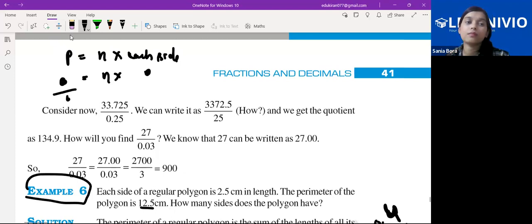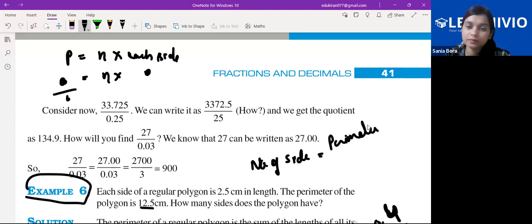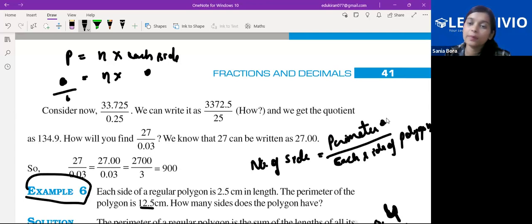Should we write the statement? Yes. Each side of a regular polygon equals this. Perimeter of the polygon is this. Then number of sides equals, remember this formula: number of sides equals perimeter divided by each side of the polygon. Fine.